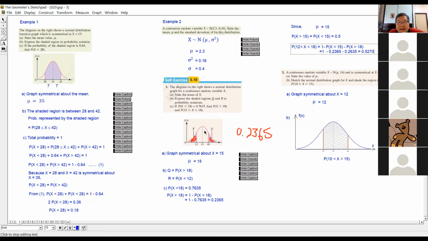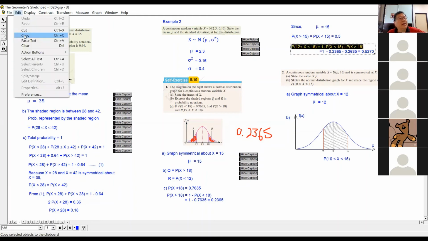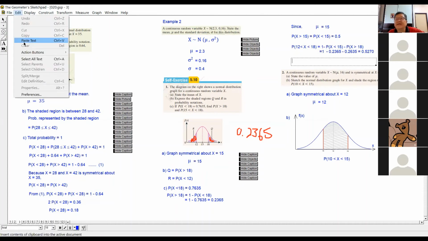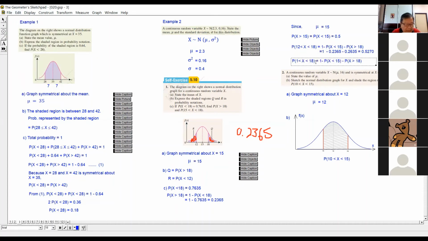Now, if you want to find the area between 15 and 18, okay, I copy this first. Paste again. You want between 15 and 18, half of it only, right? Half of it is this one. Let me clear the drawing first. So now you want only this part, between 15 and 18.